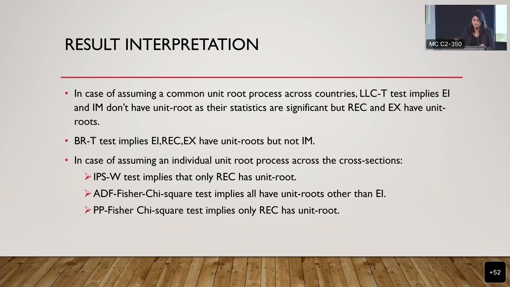In case of assuming an individual unit root process across the cross sections, the IPS test implies that only renewable energy consumption has unit root. The ADF Fisher chi-square test implies all have unit roots other than energy intensity. And the last, the PP Fisher chi-square test, implies only renewable energy has unit roots. So we can see that we have different kinds of results. Some variables have unit roots and some do not, and the results vary because of the test statistics.